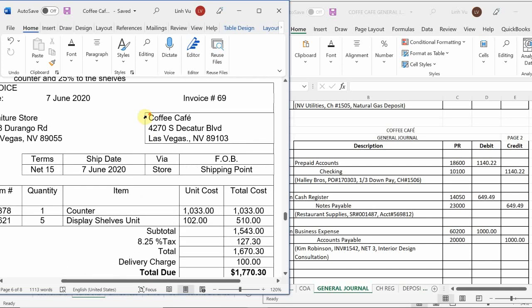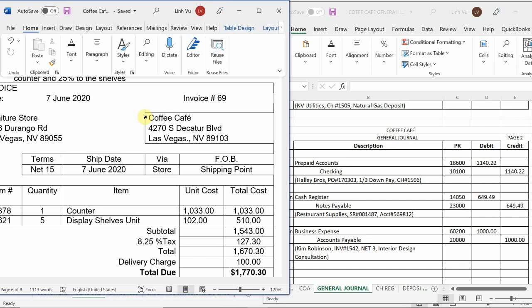Now, taking a look at this, you have a couple ways you can distribute freight. In most cases, freight is usually based on weight, on how heavy the items are, right? And in this case, a counter is definitely going to weigh a lot more than a display shelf, right? Now, you can go ahead and weigh each one if you want a more accurate depiction of how much freight to distribute for this one.